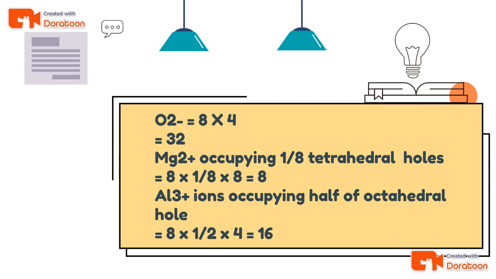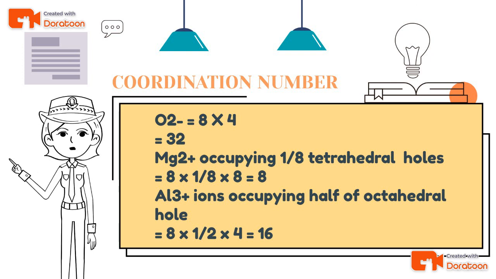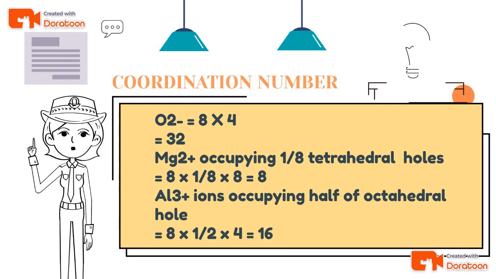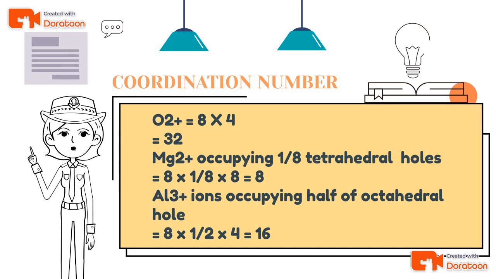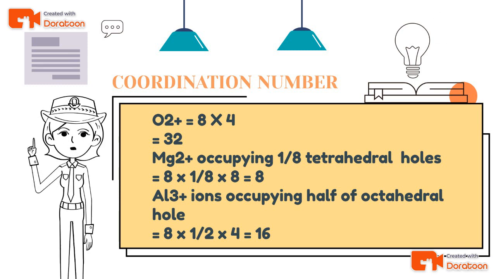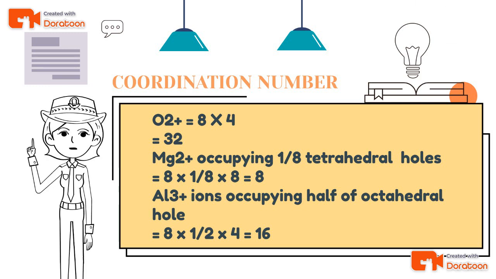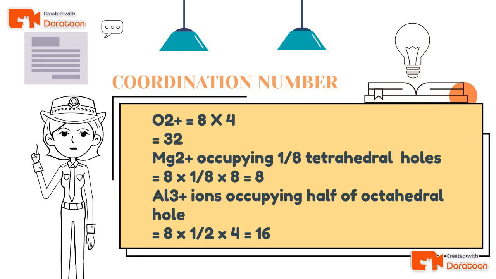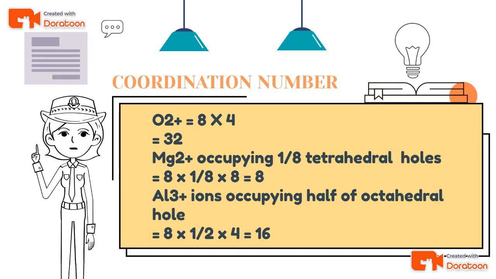In normal spinel, consider the number of anions, which is oxygen 2-, occupying the lattice points of 8 FCC unit cells. So, 8 will be multiplied by 4 and will be equal to 32. Whereas, the number of magnesium 2+ cations occupy 1/8 of the tetrahedral holes. So, it will be 8 multiplied by 1/8 and 8, so it will become 8. And for the aluminium 3+ ions occupying half of the octahedral holes, it will be 8 multiplied by half and 4. Then it will be equal to 16.